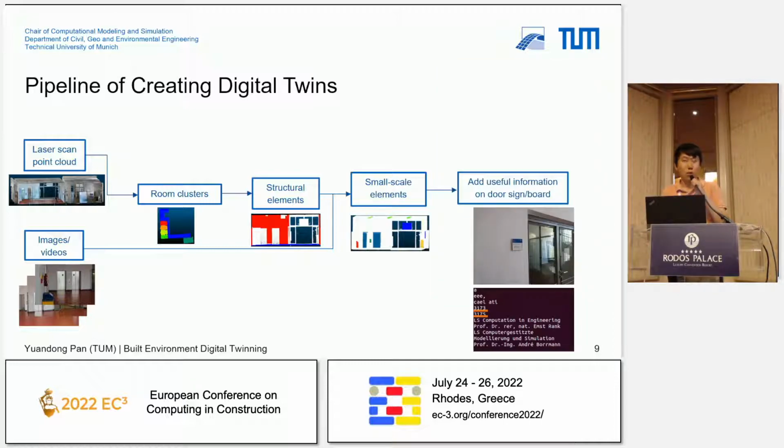As the 2D images are already mapped into 3D space, that other information can also be used to enrich the 3D model. For example, the text information on the door sign or on the board, or the text or serial numbers next to some objects, which is quite useful for facility maintenance.